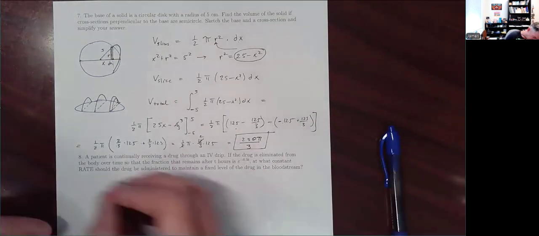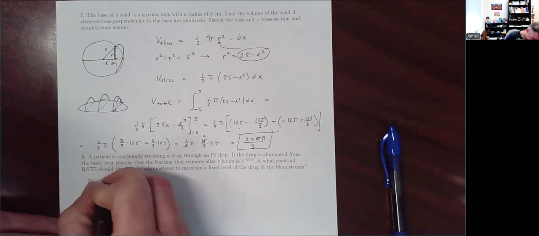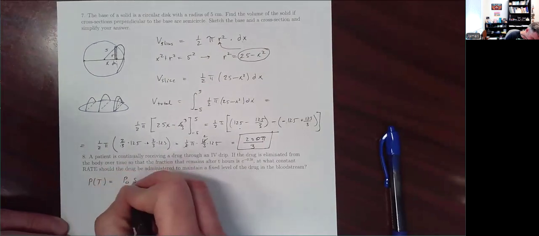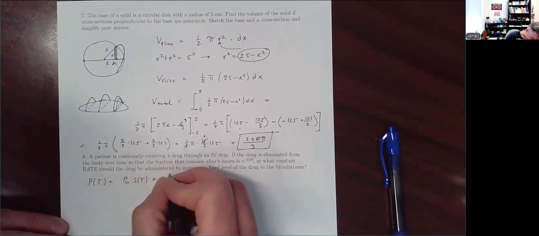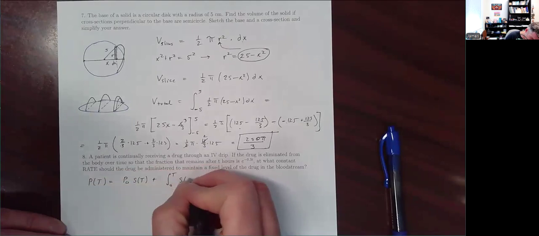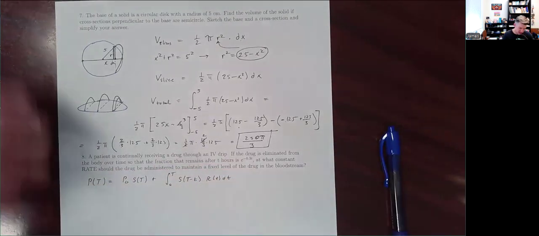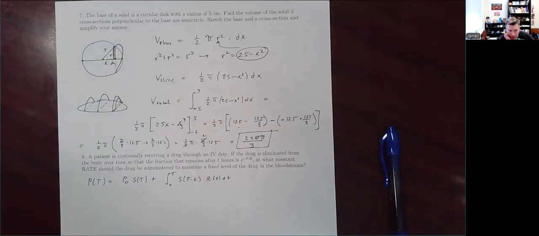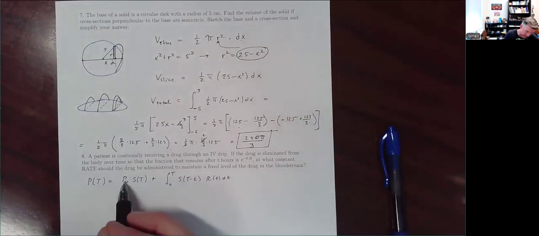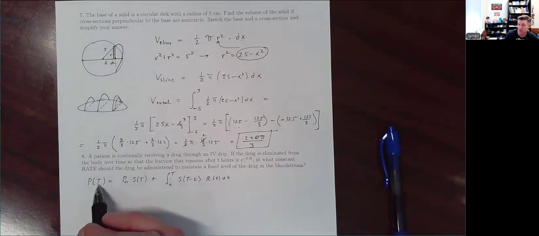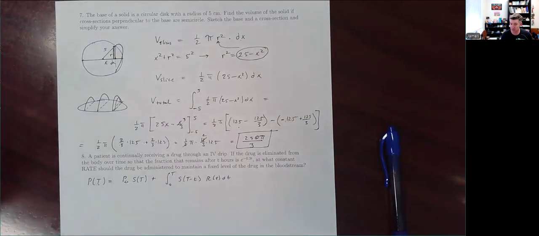Okay, so we have our P of T equal to P naught times S of T plus the integral from 0 to T of S of T minus T times R of T dt. So what we're saying here is the drug is eliminated in the body so that the fractions that remain. We want to maintain a fixed level of the drug in the bloodstream. So whatever P naught is, that is what P of T should also be, regardless of what T is equal to. That's kind of the trick here.